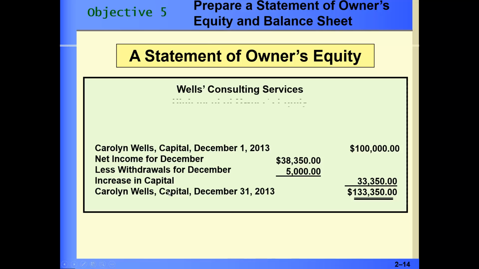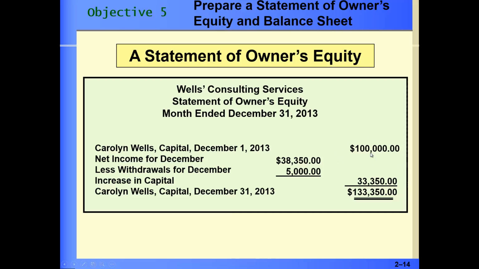The next statement we prepare is the statement of owner's equity. We start out with the capital balance at the beginning of the month. We add in net income. We take out withdrawals. What are withdrawals? Withdrawals are the money that businesses take out for personal use. We then take the net income, subtract out the draws, and that leaves us with our increase in our capital account. The very last number down here is our capital at the end of the month.